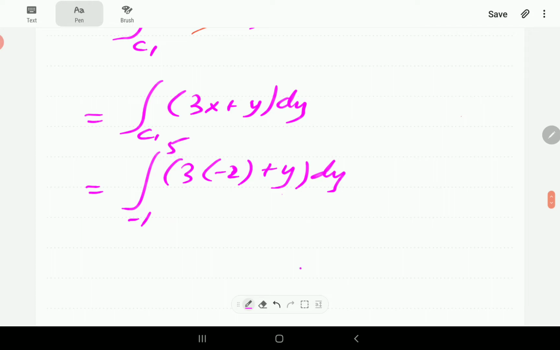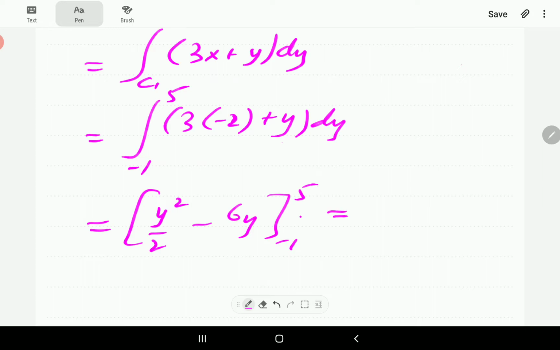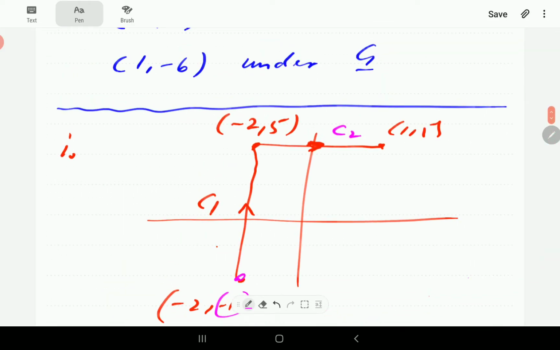And then this is now just your ordinary scalar integral. So that's going to be y squared over 2 minus 6y from -1 to 5. I'm going to skip the steps here. If you do the calculations, this is going to give us -24. So this is saying moving the object from this point to that point, the work done is -24.